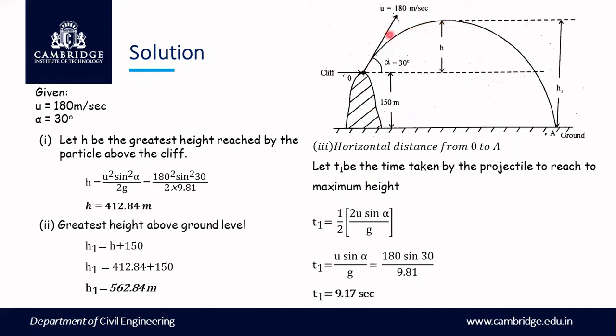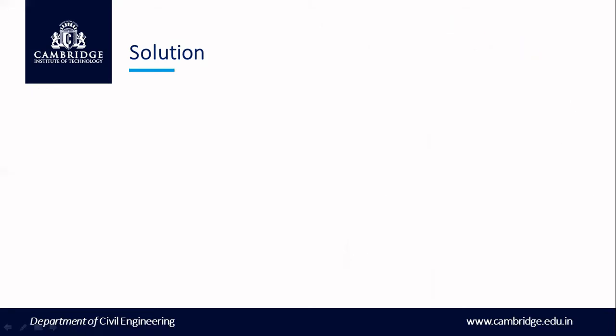So this is T1. The remaining is the time taken by the projectile to reach from this maximum height to the ground. That we'll call T2. That's in the next portion. So till now we have the greatest height, that is 562.84, and T1 is 9.17 seconds.